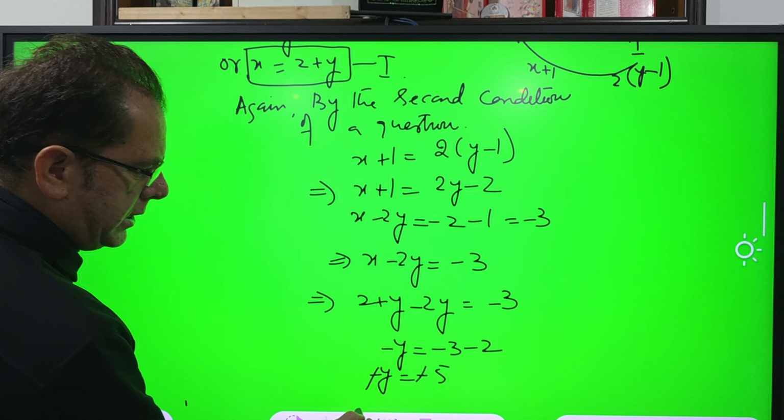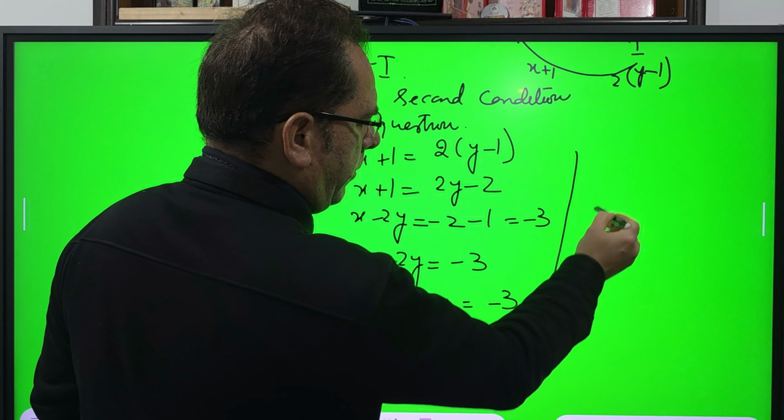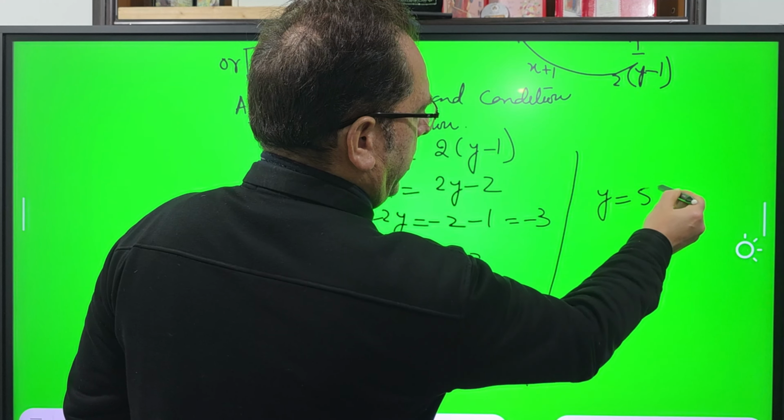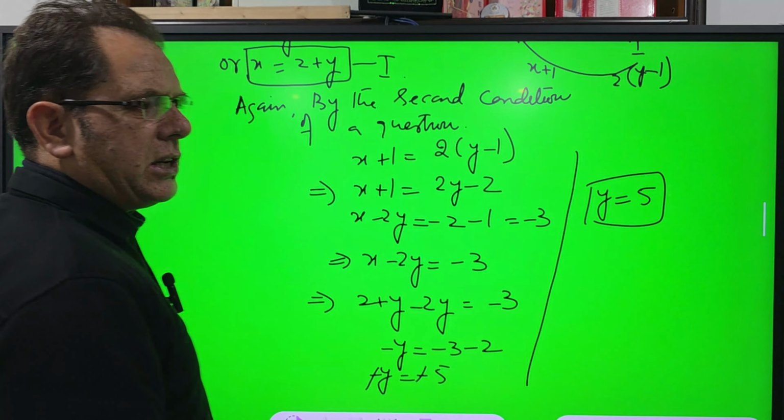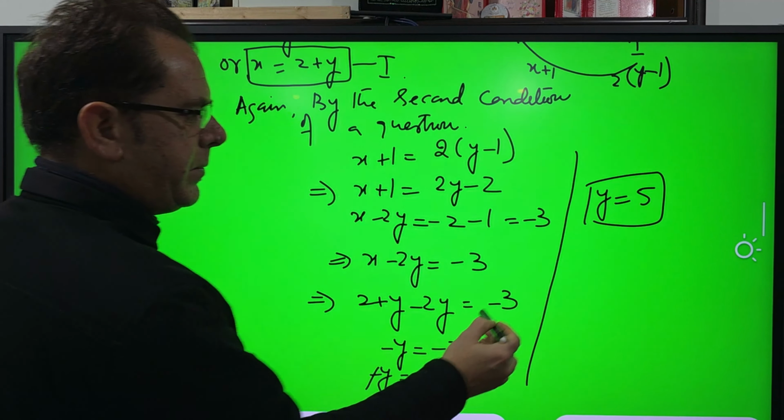So the minus can be cancelled here. So we got y is equal to 5. So that means the number of birds sitting on the second tree is 5.